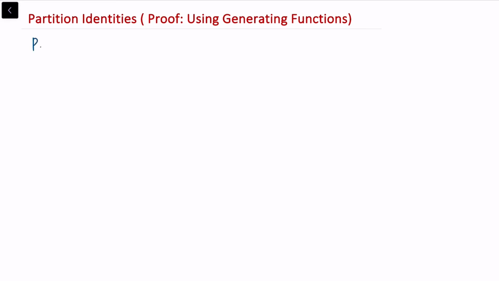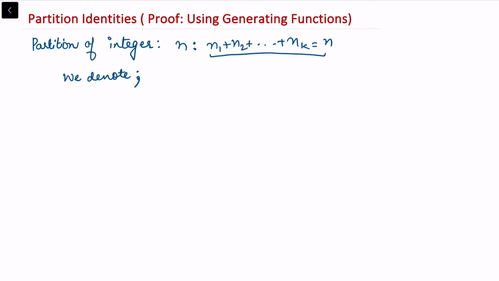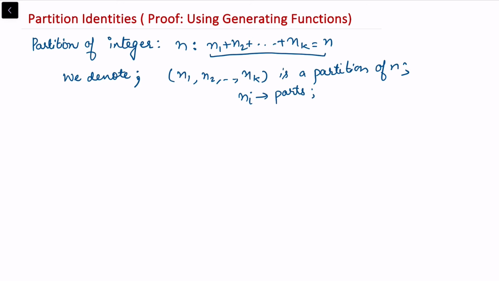So partition of an integer, and we denoted the count of the partition of an integer by n. So let me quickly write what we mean by partition of an integer n. This means writing n as a sum of positive integers such that their sum is equal to n. So we say that this is a particular partition of n. We can denote that n1, n2 up till nk. This is a partition of n, and these ni's are called parts or the summands, and these are positive integers, so we can say ni belongs to the set of natural numbers.